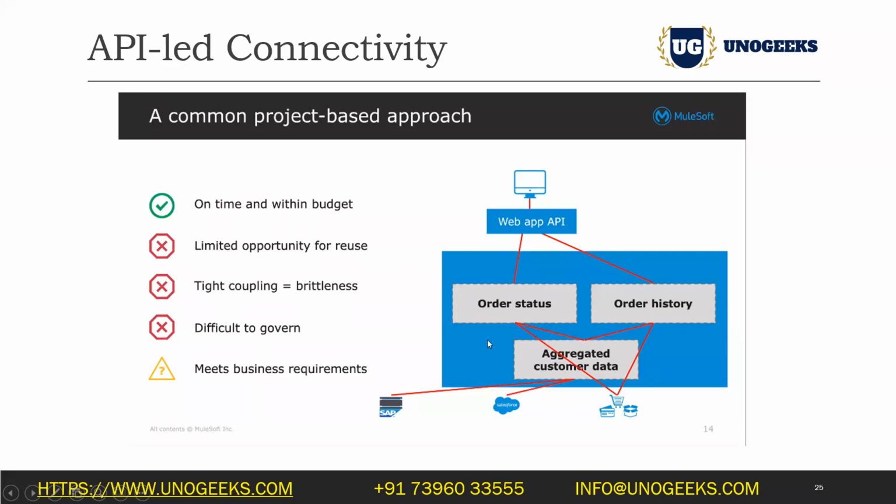It is tight coupling. You cannot add another system here. If you have some new system coming in the future, as technology progresses, it will be very difficult for you to connect that third system. It is difficult to govern. Yes, it meets business requirements, but it has to do some more things also. So this was a drawback of the common project-based approach.